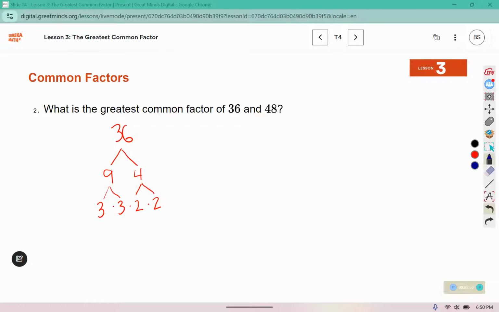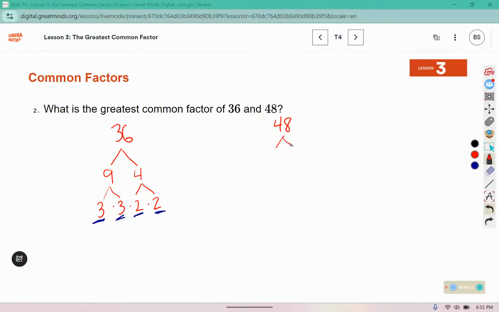I'm going to just use the ends of the branch. So 9 is not considered the end of a branch because it continues to branch out. So I'm looking at the ends. Again, 4 is not the end because it branches out from there. Now we'll do the same for 48.